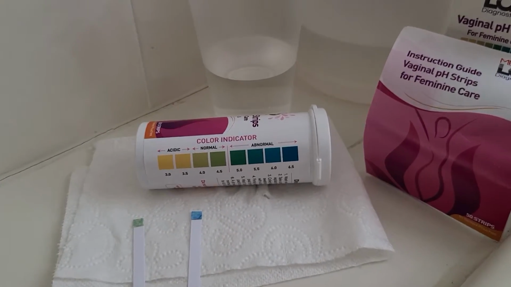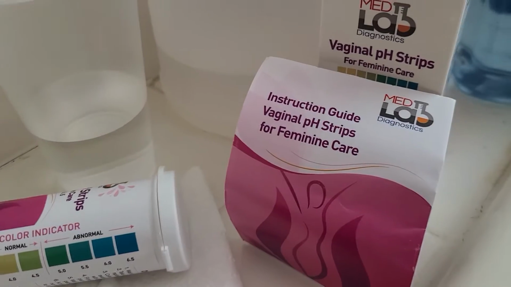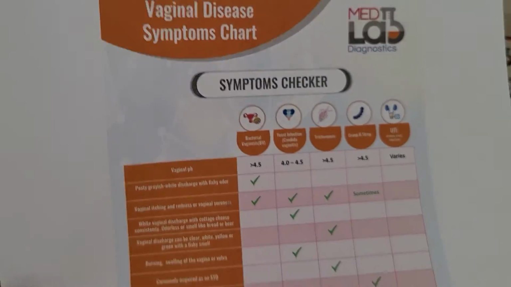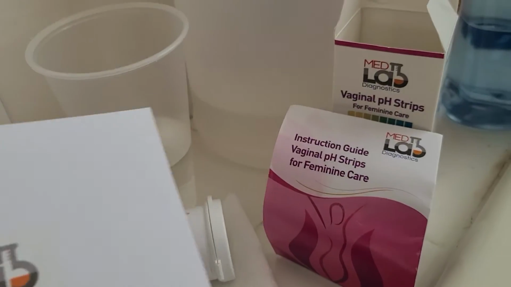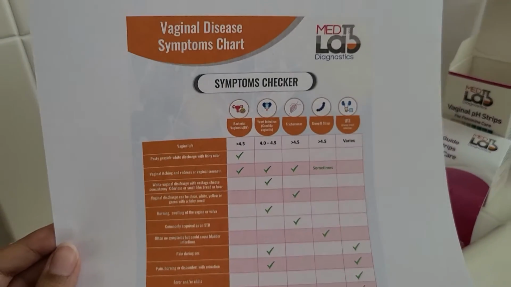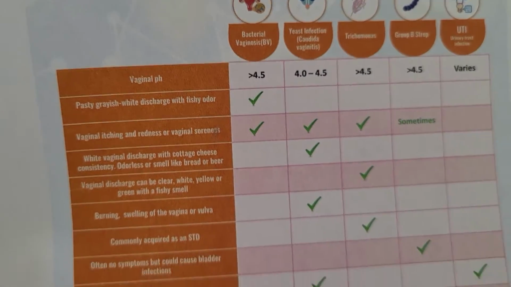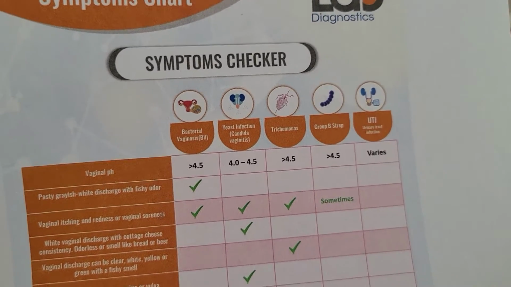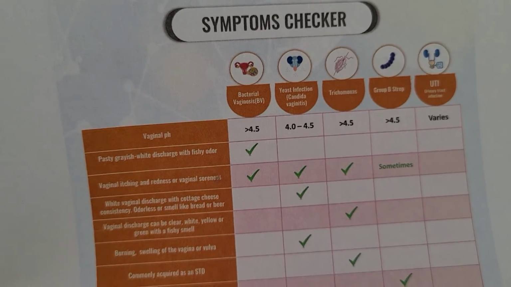When you get the test strips, you're going to receive the bottle of strips, the instructions for use, but also in the packaging you're going to get a vaginal disease symptom chart that looks like this. The chart in the packaging is going to be smaller. I've printed this out in large form to make it easier for the video. It lists some of the most common symptoms for different common vaginal diseases, and bacterial vaginosis and yeast infection are the first two on there.